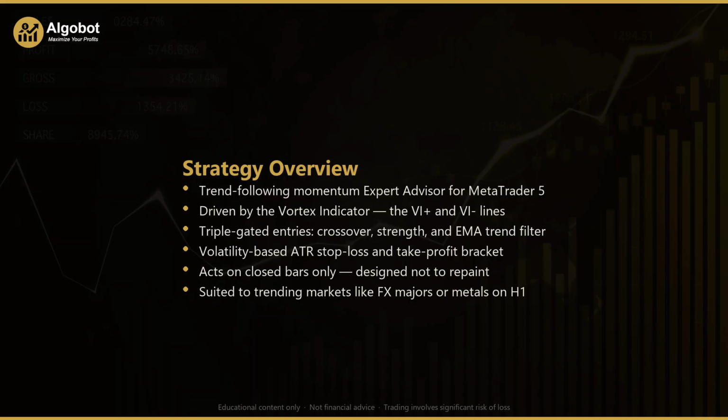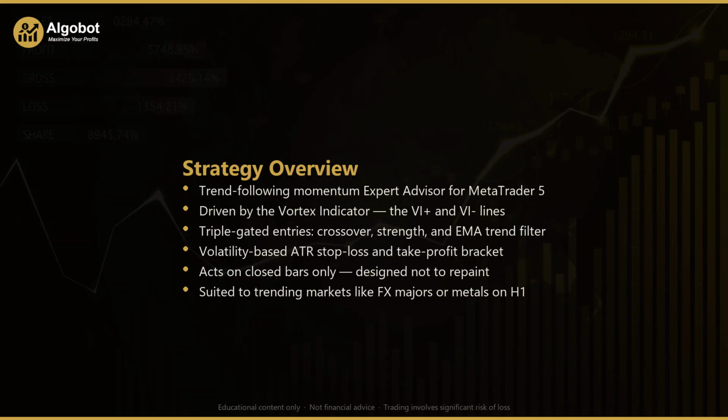It does this by measuring two opposing rotational pressures inside a window of bars. One line, called VI+, tracks upward movement. The other, called VI-, tracks downward movement. Both are normalized by the true range, which means the indicator is scale-free and behaves consistently across different symbols and time frames. When VI+ climbs above VI-, the market is being pulled upward. When VI- takes the lead, downward pressure is in control.